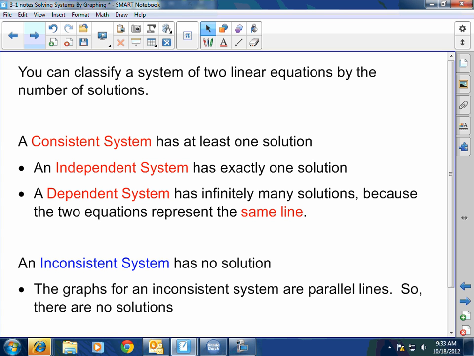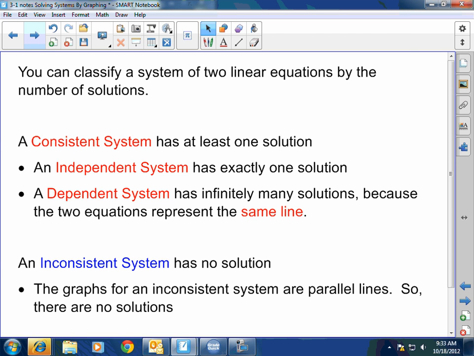Consistent, think about what the word means, consistent. That means that's a positive word, correct? He's consistent with his work ethic. Mr. Morrow consistently gives quizzes every other day or every day. Mr. Morrow consistently asks us to do our work. So you can see it as a positive thing, okay? So a consistent system has at least one solution.